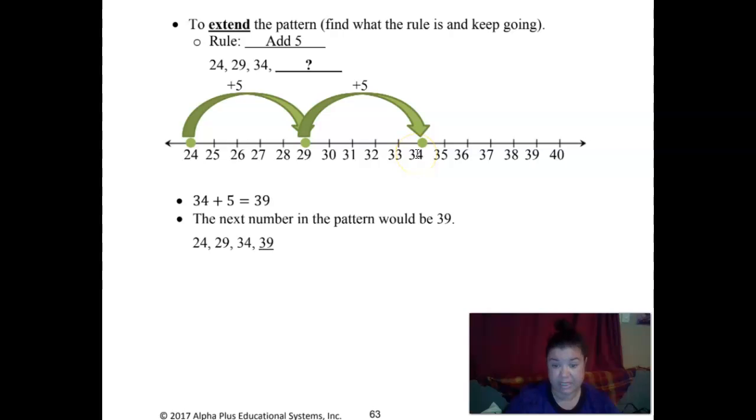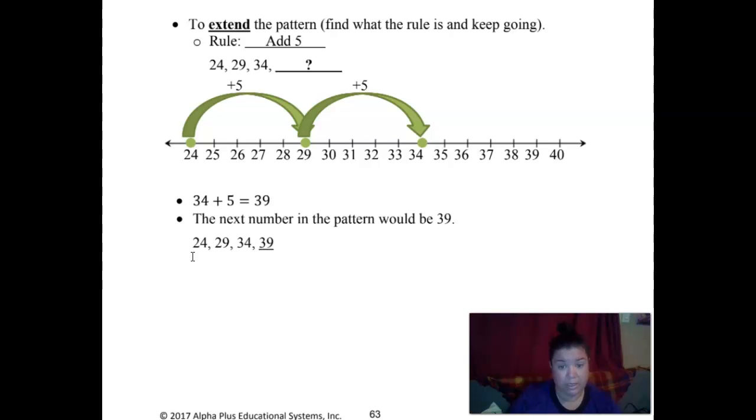We're going to go up 5 because that's our rule. 1, 2, 3, 4, 5. So if we add 5 to our last known number, 34, we get 39. So 34 plus 5 equals 39. The next number in the pattern would be 39. Woo! Getting high, getting those numbers big. You got to be able to count to 100. So if you can't count to 100, you got to practice that, okay?